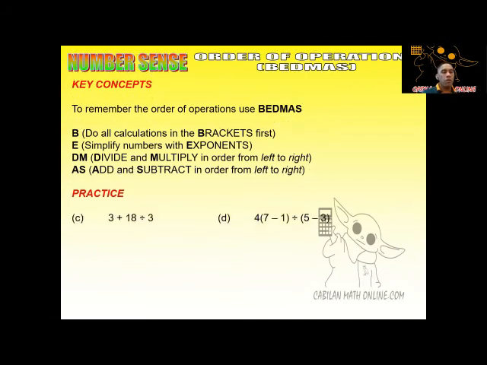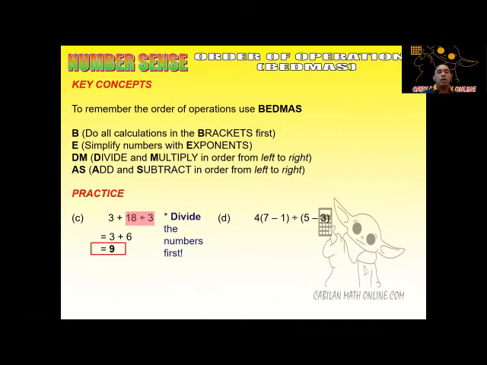All right, next part, we have 3 plus 18 divided by 3. Take a moment to look at C. We have addition and division in the same question, but according to the order of operations, we need to divide first. So step number 1, we take the 18 divided by 3 first. That gives me 6. And then 3 plus 6 will give me 9.